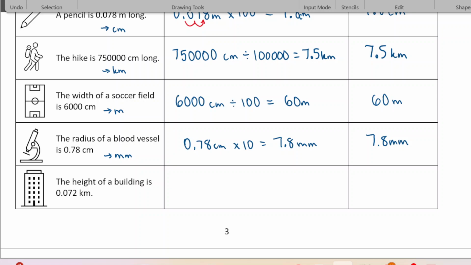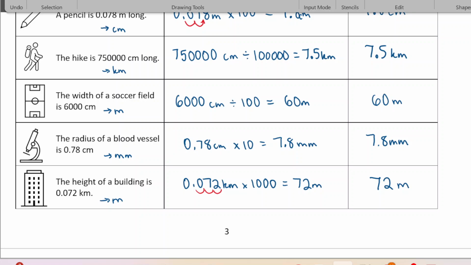The height of a building is 0.072 kilometers. We wouldn't use kilometers for the height of a building. We'd probably use meters. So we're going to divide by 1,000 here. Again, use that chart to help you if you forget. But remember, there are 1,000 meters in a kilometer, so that's why we're dividing by 1,000. Oh, sorry, we're not dividing, we're multiplying. We're going to a smaller unit. And so remember, if there's 3 zeros there, that's simply moving the decimal place 3 spots. That makes a lot more sense. The building is 72 meters tall.